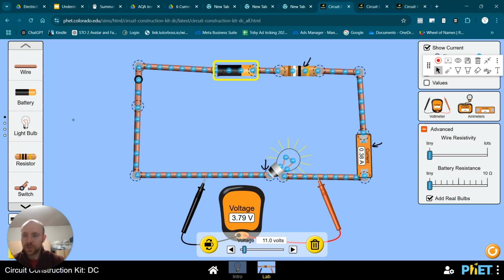If you do want to change it, you should be able to switch round this battery. So if I turn that battery around, I've now got a negative voltage. I should have a negative current as well. I'm not sure why that hasn't come out negative, but it's very easy to switch that around, and don't worry about that.